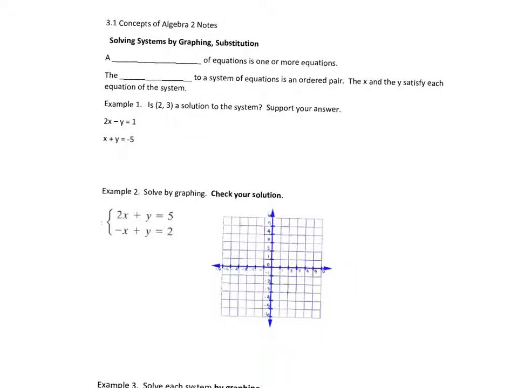A system of equations is one or more equations. Actually, they can also be inequalities as well. But the solution to a system is an ordered pair. So you want to write an x and a y such that it satisfies each equation or inequality. So first question, is (2, 3) a solution to the system?